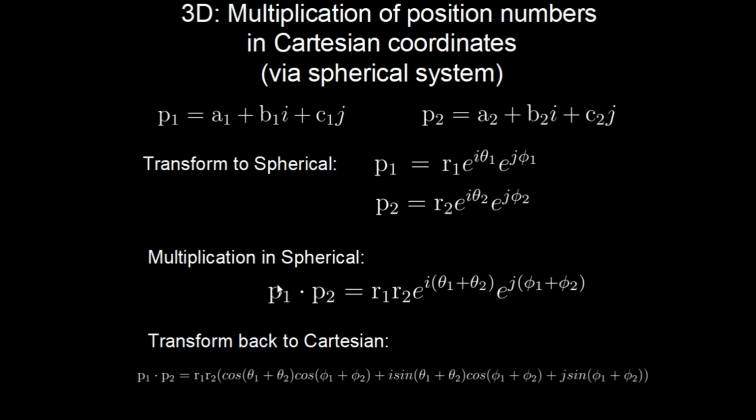Then, perform multiplication in the spherical system and transform the multiplication result back to Cartesian coordinates. In reality, this multiplication step is for the thought process and is skipped. We may directly use this transformation formula.